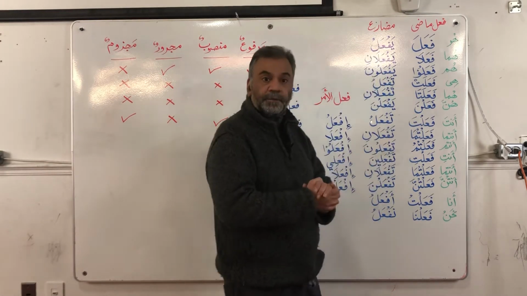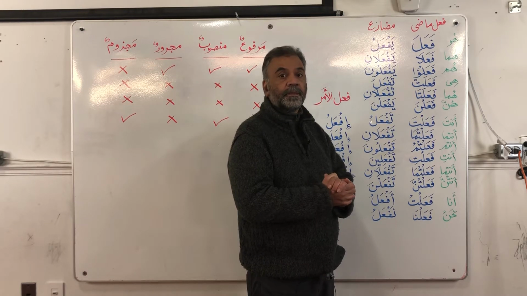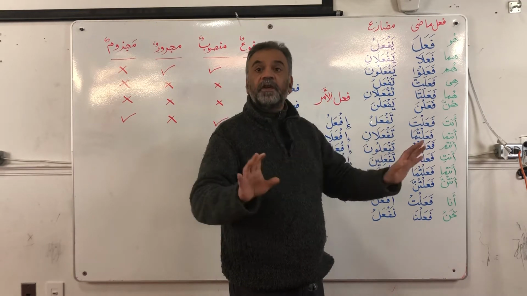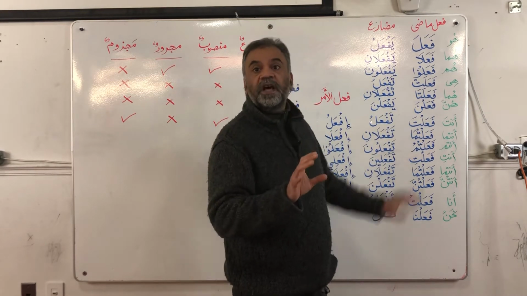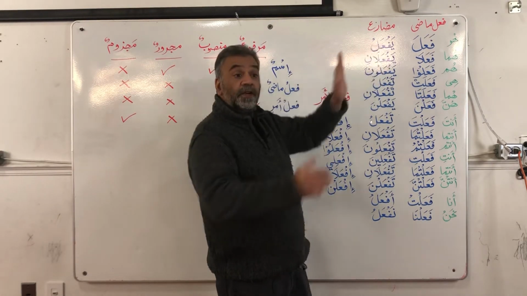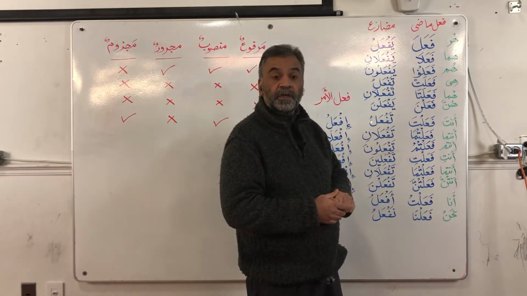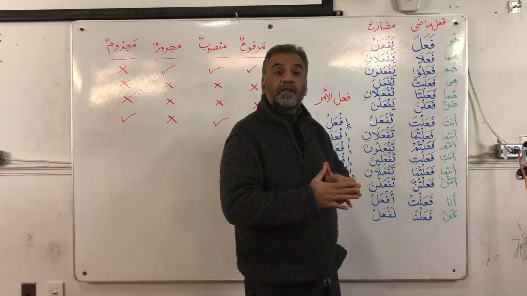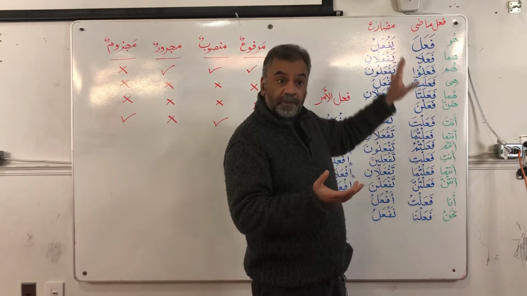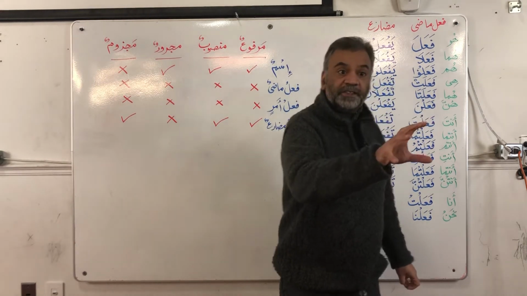Now comes fi'l mudari. In the past tense, only in huwa and hiya forms the doer is mustatir. For everyone else, the doer is present. Ta is the doer. Fi'l mudari, yaf'alu. Fa'ala yaf'alu. Where is the doer? Mustatir. Now we are talking about mudari, the present tense, and it also represents the future tense.